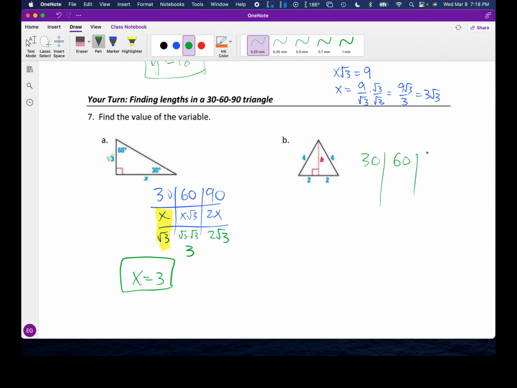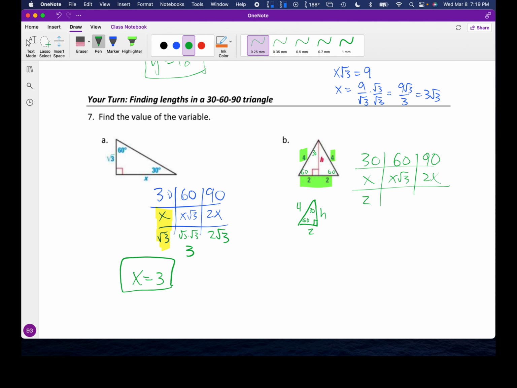This one is a 30, 60, 90, and you might not have actually recognized that at first glance. Because these sides here are all 4, and this is also 4, this is an equilateral triangle. An equilateral triangle has angles of 60 degrees, and when we drop an altitude in an equilateral triangle, it splits that top angle in half. So then we have a 30, 60, 90 on one half of this thing, right? So like this right here with a 2 and a 4, and there's our h, and this is our 30, 60, 90.